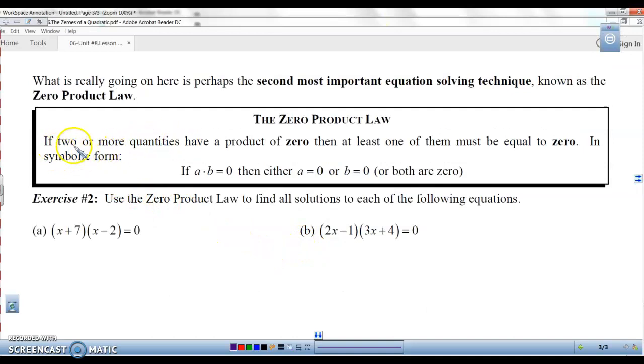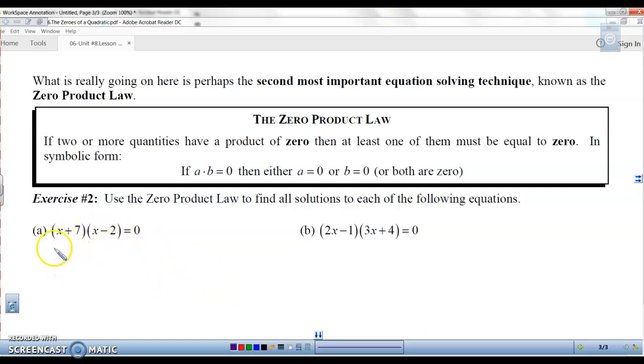The zero product law says if two or more quantities have a product of 0. So when you have two bubbles multiplied equal to 0, that means at least one of them has to be equal to 0, because 0 times something is 0. So if this one's 0, times whatever this is will give you 0, and whatever this is is going to give you 0. So what we do is figure out what makes each of the bubbles 0. To do that, we set each bubble equal to 0.